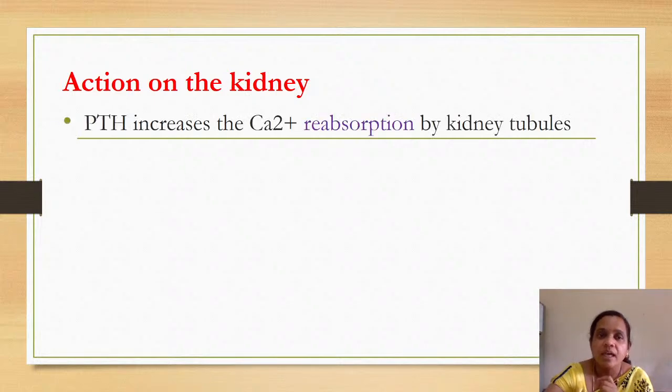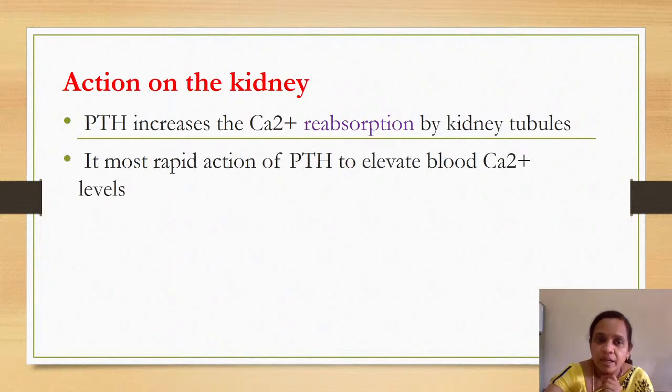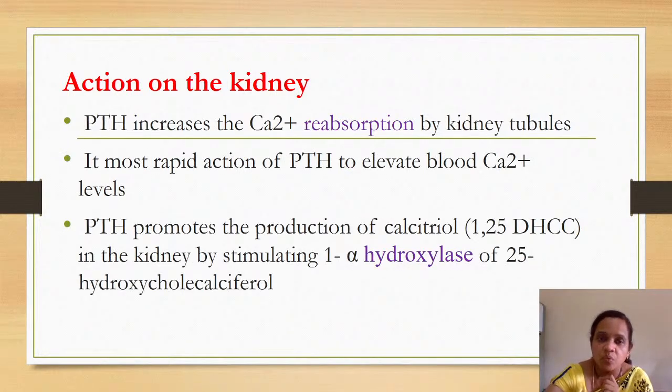Action on kidneys. The PTH increases the calcium reabsorption by the kidney tubules. It is very rapid and it elevates the blood calcium levels to very high. And one more thing is that it also induces the production of calcitriol, that is 1-alpha hydroxylase, and in that way it will promote the reabsorption.